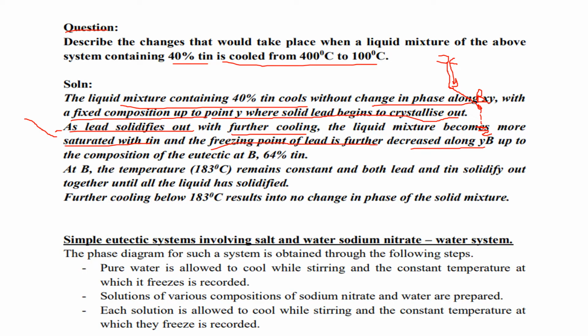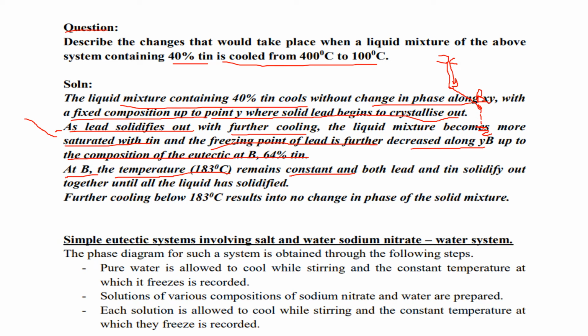Now remember we talked about point B, and that point B occurs at a given temperature, which is called the eutectic temperature. That's why we are saying that at B, the temperature, which in our case on our graph was 183 degrees Celsius, you refer back to your graph, remains constant. And that eutectic temperature at B is called a eutectic point, where both lead and tin solidify out at a constant temperature.